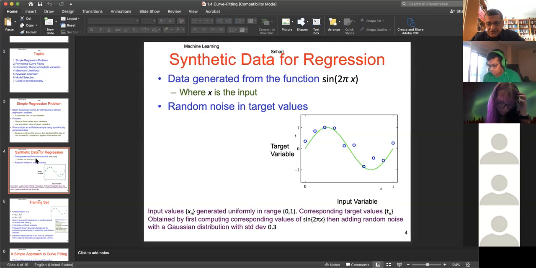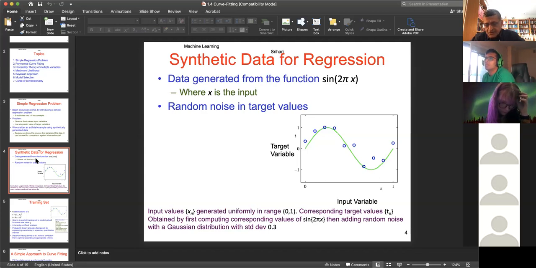So this is a relationship to the angle, I suppose, 2 pi x. 2 pi goes from 0 to 360 degrees, right? So on. So that's what happens to the sine function. And input values x sub n are generated uniformly in the range 0 to 1.